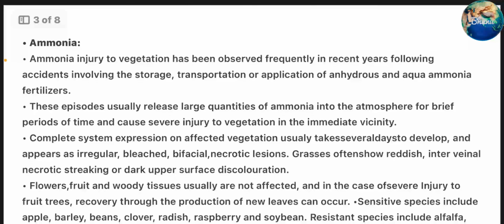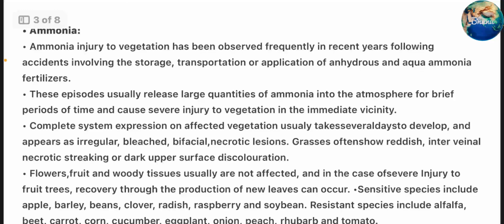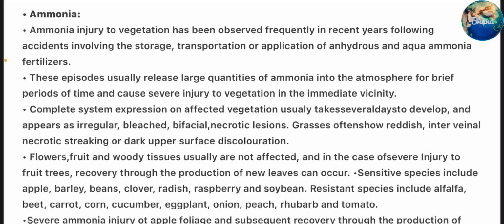Next, ammonia. Ammonia injury to vegetation has been observed frequently in recent years following accidents involving the storage, transportation, or application of anhydrous and aqua ammonia fertilizers. These episodes usually release large quantities of ammonia into the atmosphere for brief periods of time and cause severe injury to vegetation in the immediate vicinity.